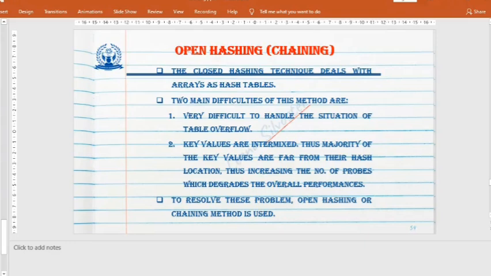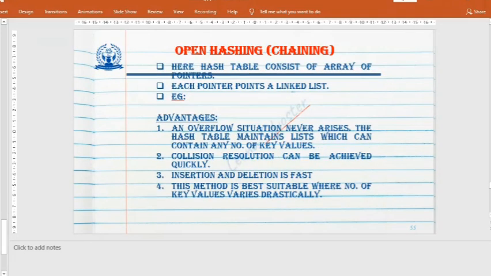To resolve these problems, open hashing or the chaining method is used. Here, the hash table consists of an array of pointers, and each pointer points to a linked list. So the advantages of this method include that an overflow situation never arises. If you are using a linked list, then an overflow situation never arises. So the hash table maintains a list which can contain any number of key values.